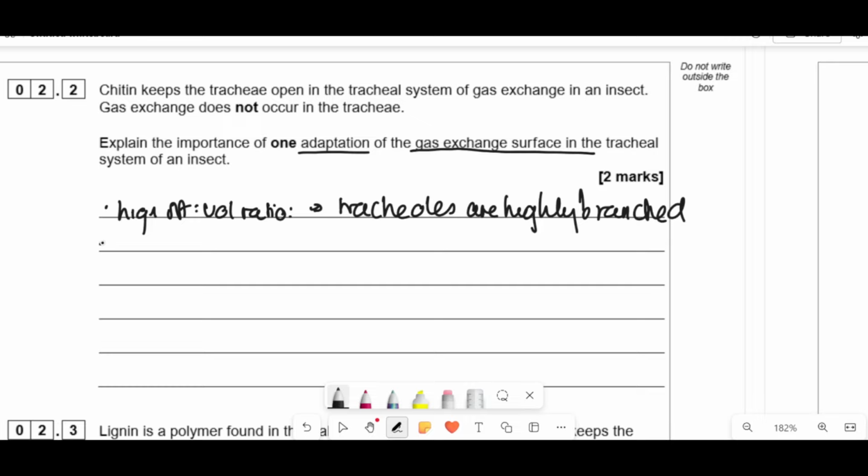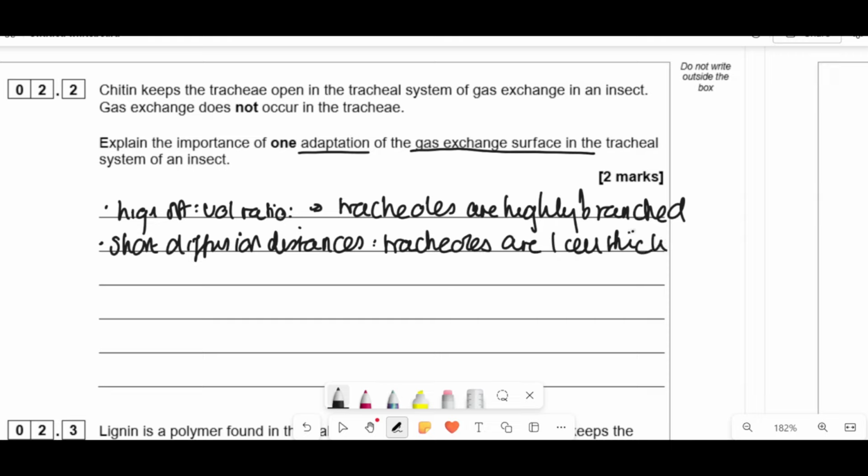Short diffusion distance is one of them. So then you need to think, well, okay, we're in an insect. Where's the gas exchange system happening? It's the tracheoles. And we need to think, how does that possibly have a short diffusion distance? Well, the tracheoles are 1 cell thick. We can keep going because these tracheoles also enter directly into tissues as well. So there's even shorter diffusion pathway.